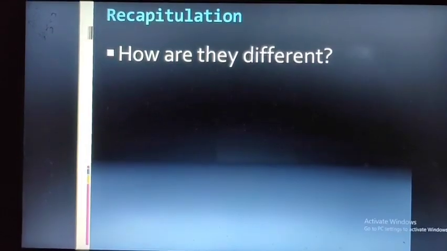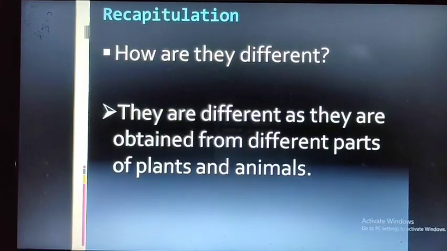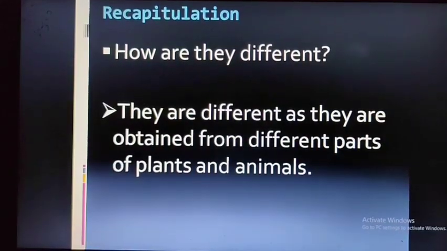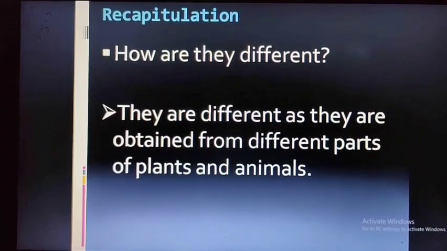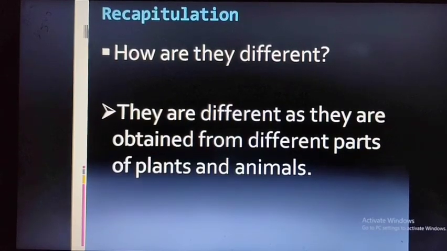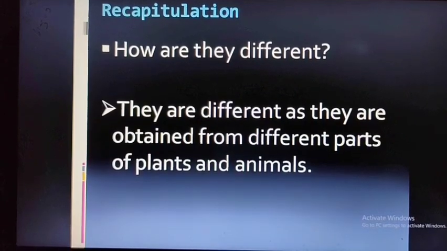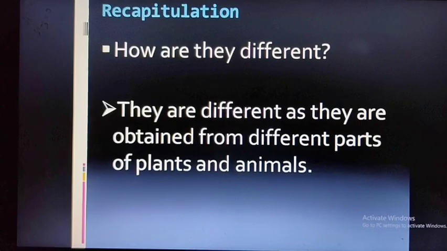How are they different? They are different as they are obtained from different parts of plants and animals. Like cotton is obtained from fruit of the cotton plant, jute is obtained from stem of the jute plant, silk is obtained from cocoon of the silk, and wool is obtained from hairs of yak or sheep.